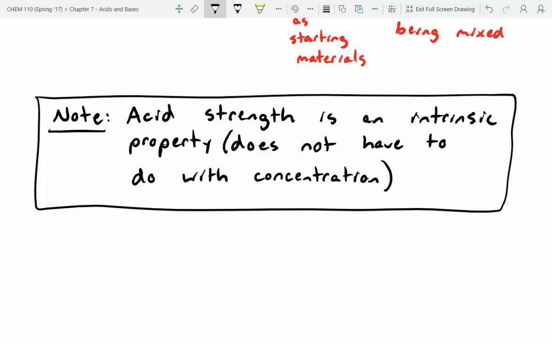Does that make sense? Is it like watered down Coke? Yeah, like watered down Coke. It's still Coke. You haven't changed the Coke that's been watered down, but now it's not as strong as it used to be.